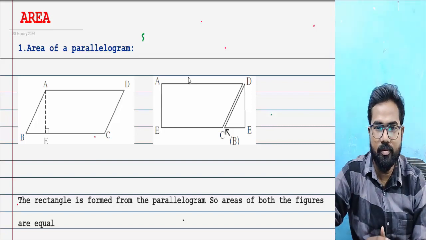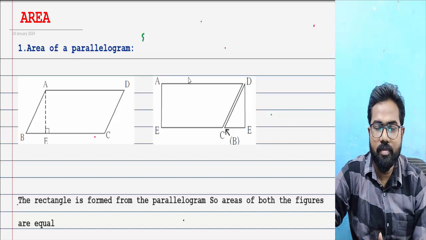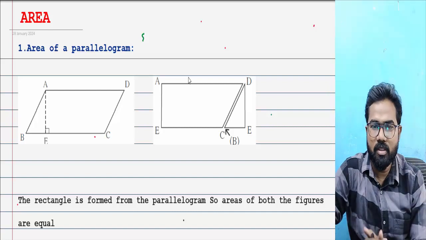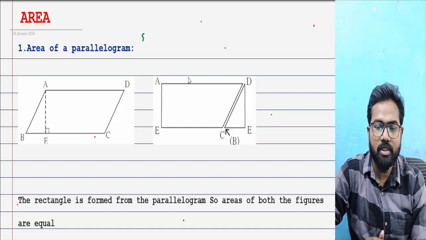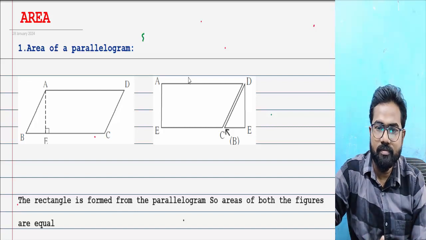Class, today we are going to discuss the series of mathematics, that is, the basic series of mathematics part 2. In part 2 today I am going to take the next topic, that is the area, starting from the area of some two-D diagrams, that is, two-dimensional diagrams. So we are starting, the first part is the parallelogram.